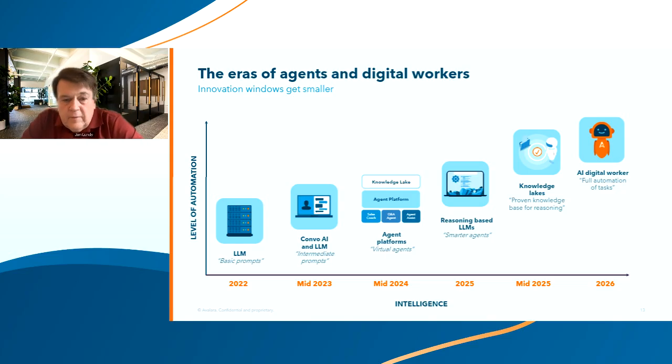So anyway, look, we'll have another version of this slide for next year, because that's how quick it's moving. You've basically got 3-month innovation windows that are happening right now. And we're about to hit this where the AI digital worker is actually starting to come online right now. So it's moving very, very fast.